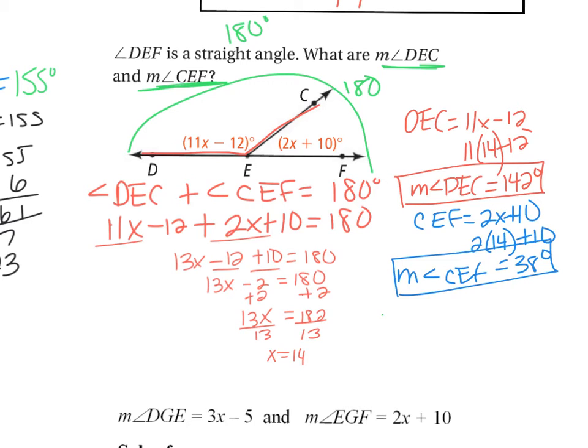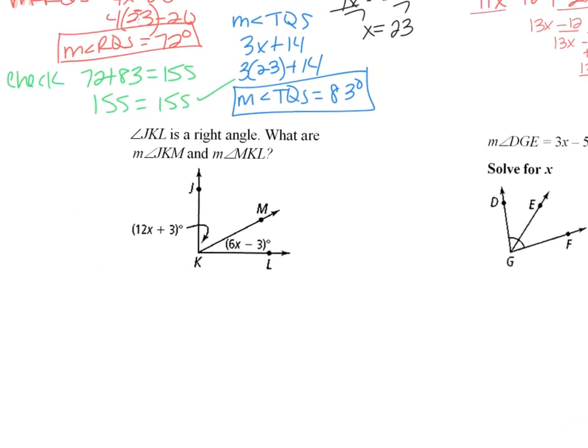Let's quick, real fast, check our work. So for checking, the two together should equal what? 180. So 142 plus 38. Yes, that would be 180. So 180 equals 180. Check, we did that right. All right, two more problems.